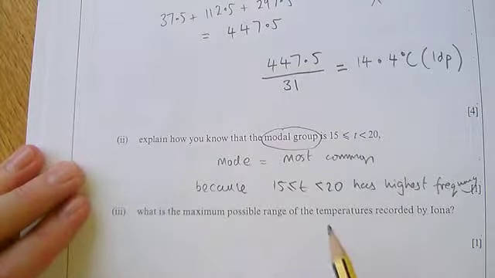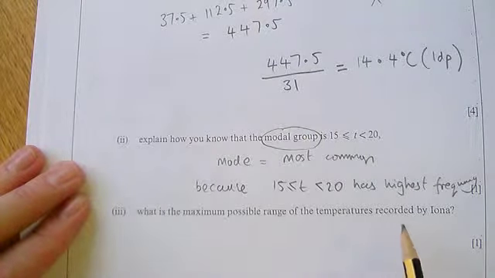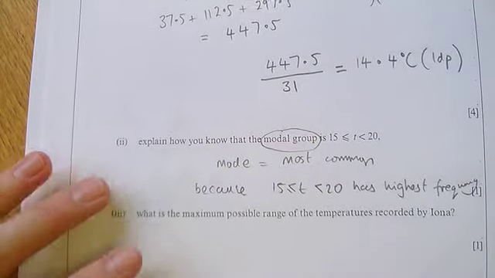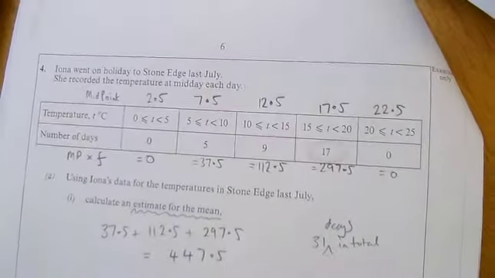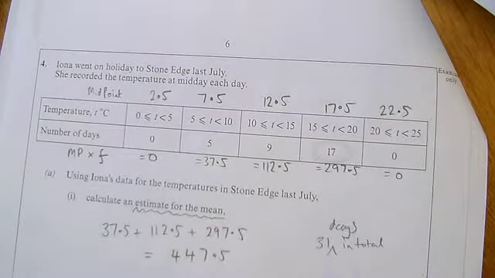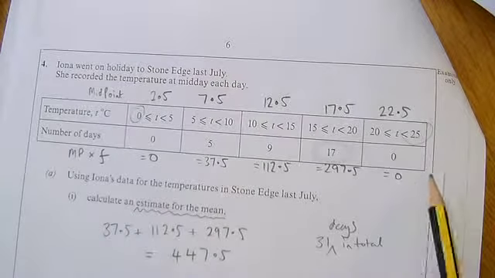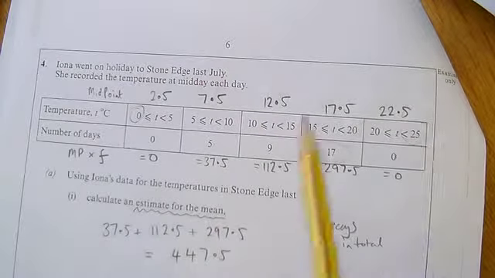And again, I felt this question was a little bit sneaky. It said, what is the maximum possible range of temperatures recorded by, I can't even say a name, Iona? We'll go with that. If you look at this thing here, you would be right to think it is 25 take away 0. That is the right thing to think, because the highest number there is 25, take away 0.